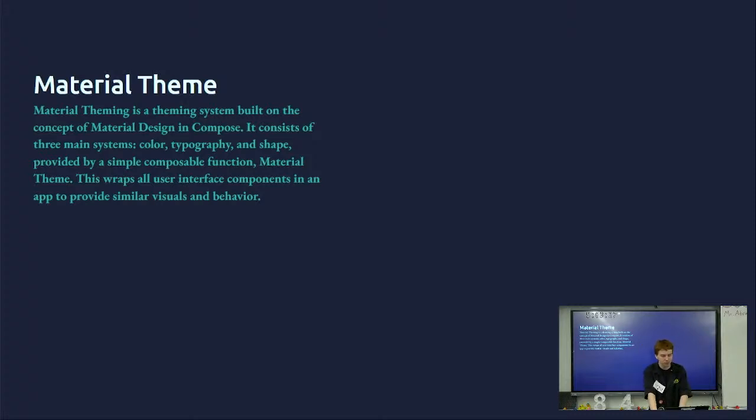Material theme. Edge says that material theme is a theming system built on the concept of material design in Compose. It consists of three main systems: color, typography, and shape, provided by a simple composable function, material theme. This wraps all user interface components in an app to provide similar visuals and behavior.